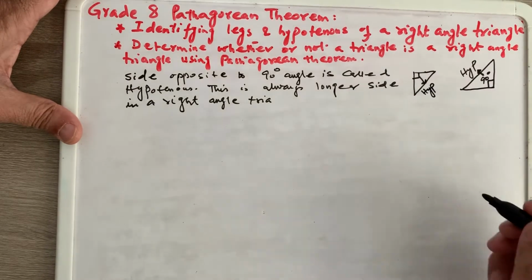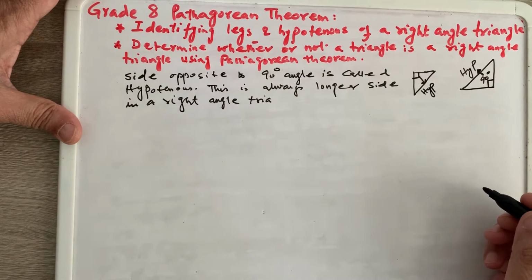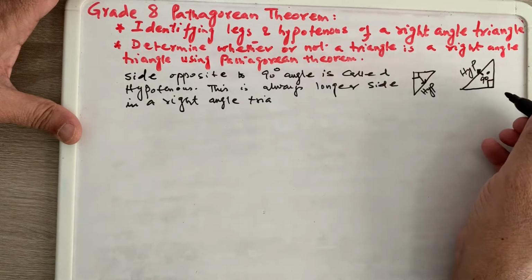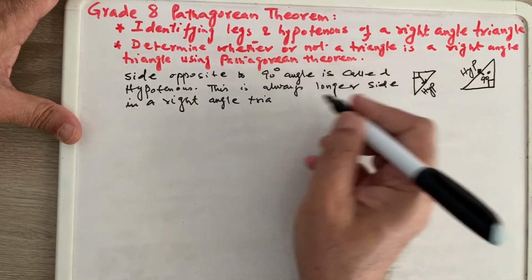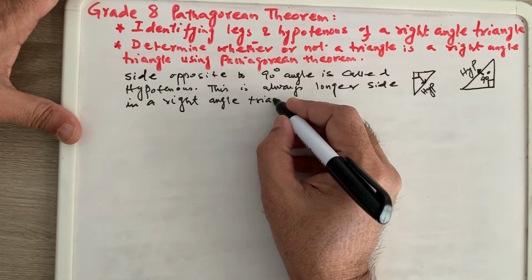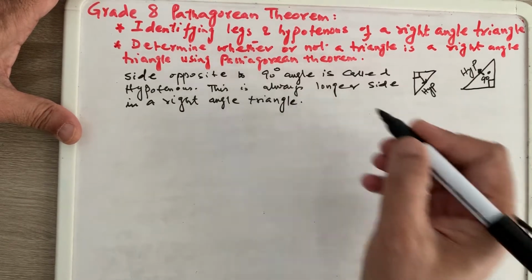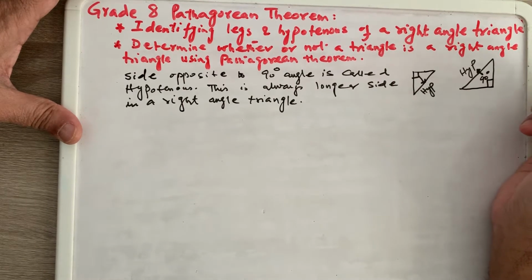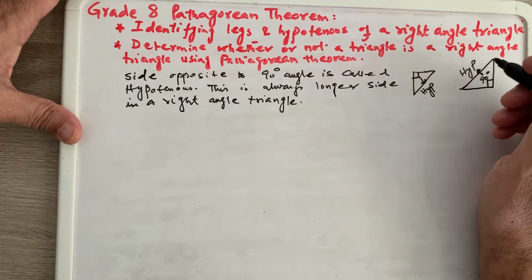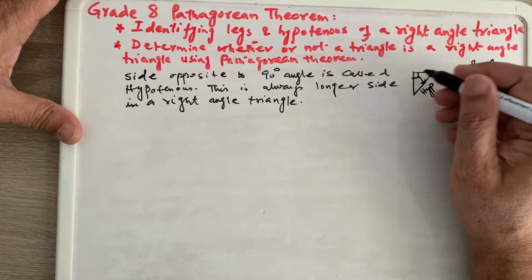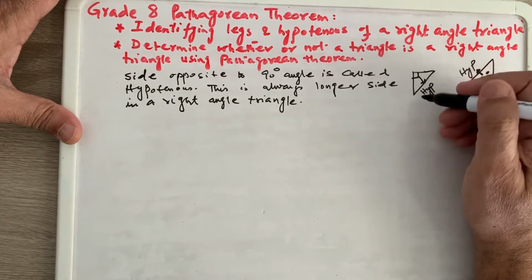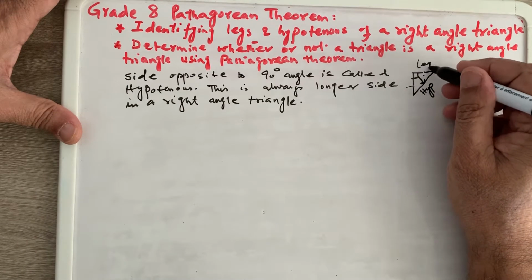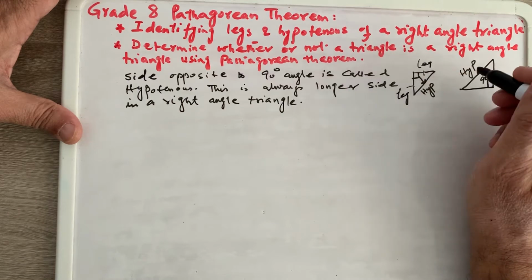So whichever way it is constructed, the side opposite to the 90 degree is called hypotenuse. And it is always the longer side in a right angle triangle. So it's always longer, right? Every triangle consists of three sides. So the longer side, if it is a right angle triangle, is called hypotenuse. The other two sides are called legs. So the other two sides I will write as legs, right?